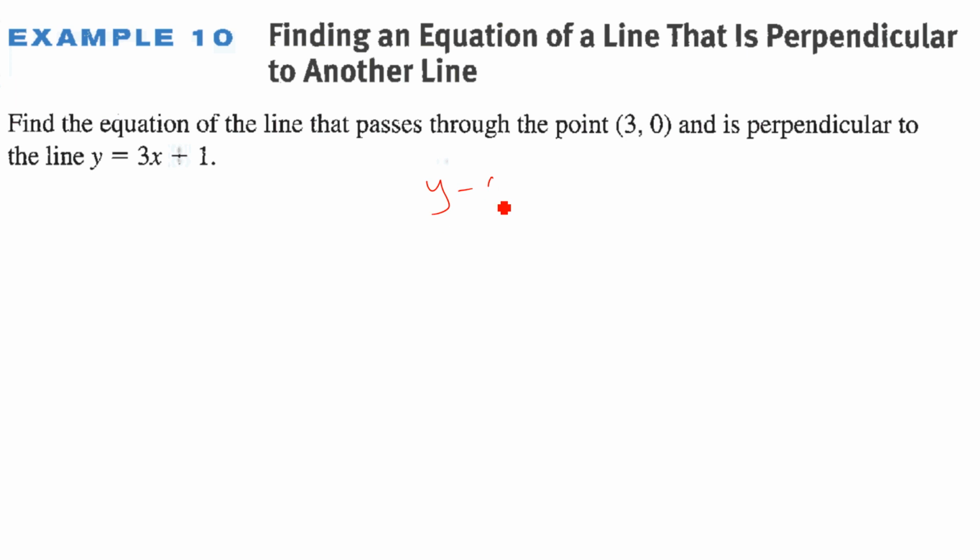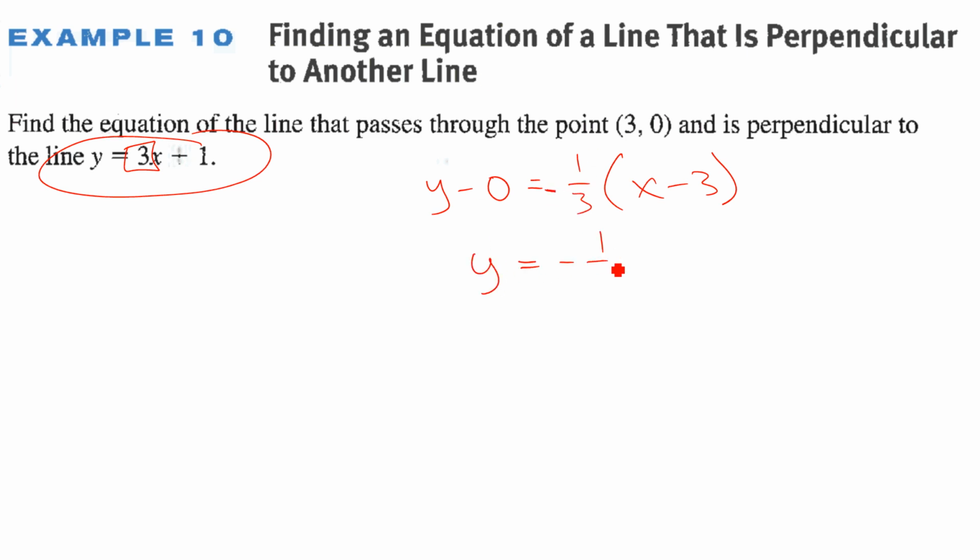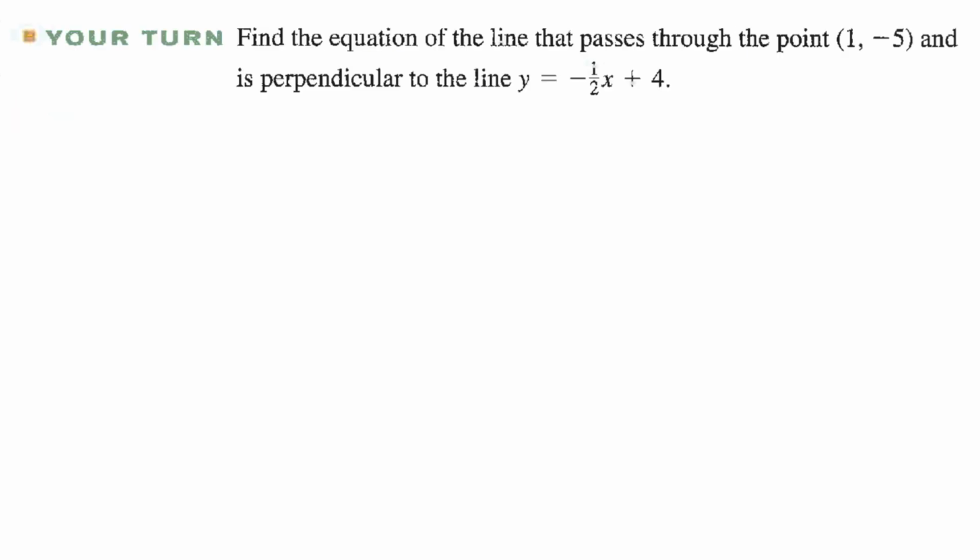So y minus 0 equals m, which we'll figure out in a second, times x minus 3. We're perpendicular to this line with this slope. So let's flip that over, 1 over 3, and make it negative. So y equals negative 1 over 3 x, and then distribute: negative times a negative is a positive. 3 and 3 cancel out, and we'll have the 1. Negative 1 over 3 x plus 1. Your turn.